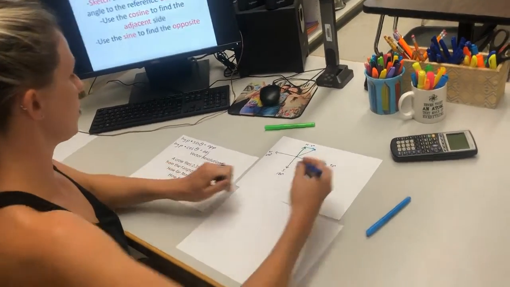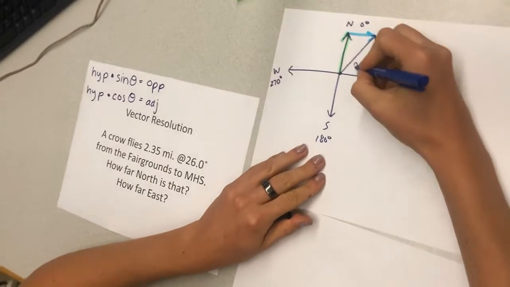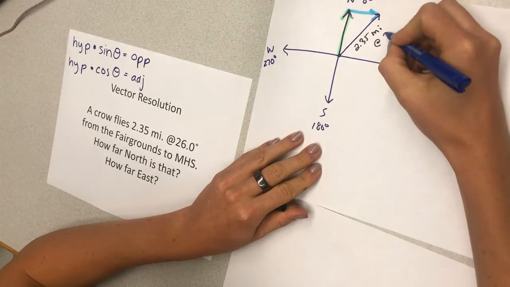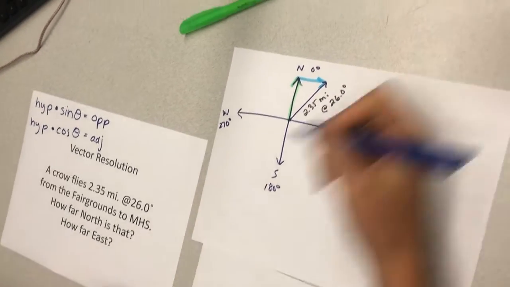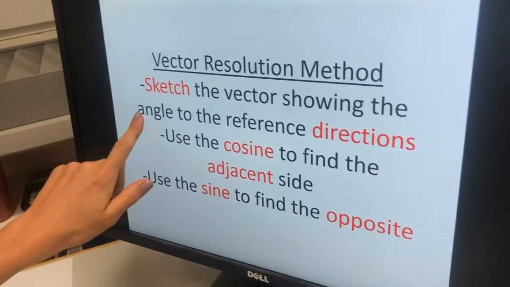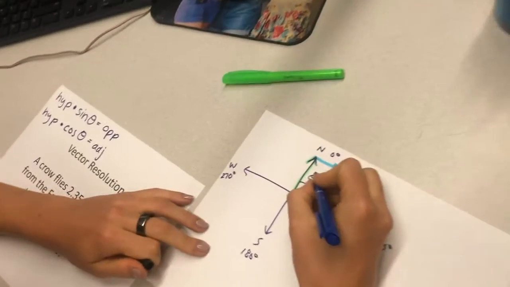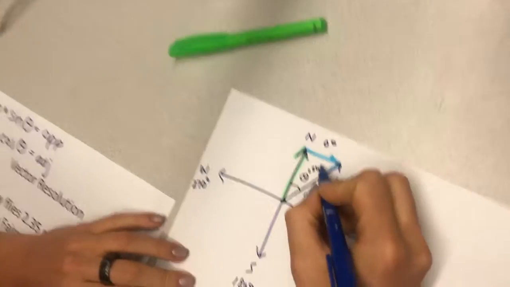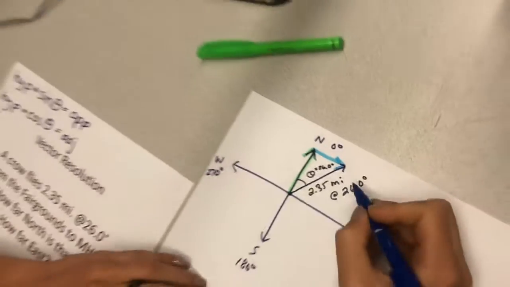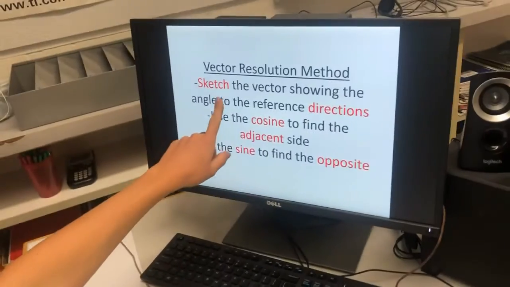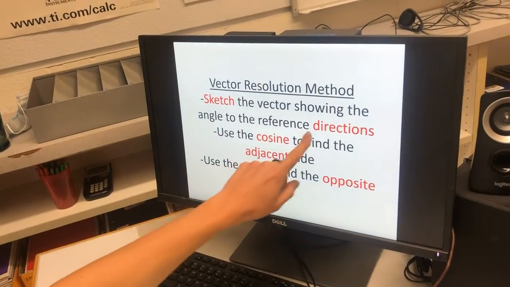So it flies 2.35 miles, not meters this time, at 26.0 degrees. Okay, so we've sketched the vector showing I forgot to put the angle in there. What angle do I want? I want this angle right here. Okay, that's my angle. My angle is 26.0 degrees right there. Sweet. You can put that there if you want. No harm, no foul.